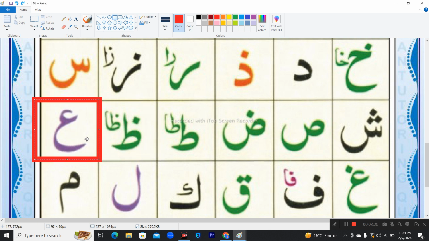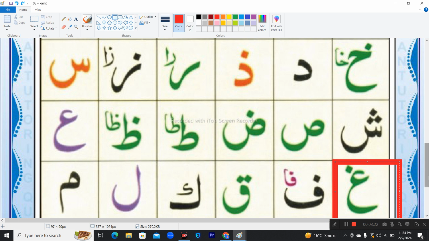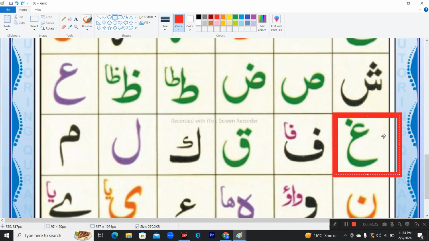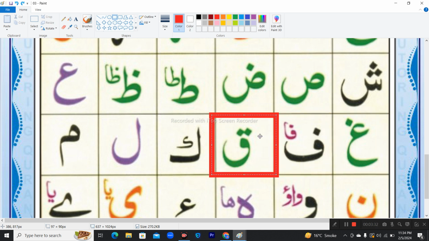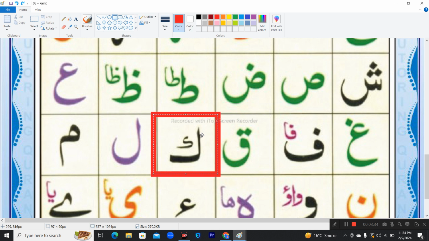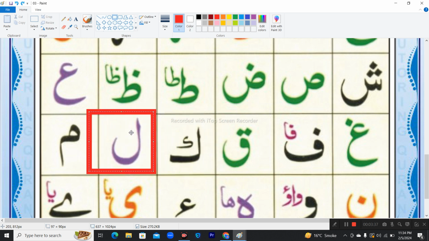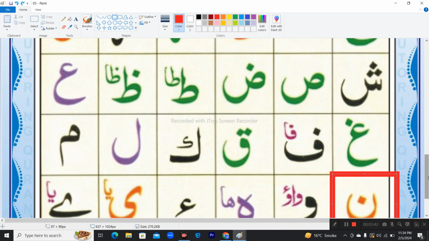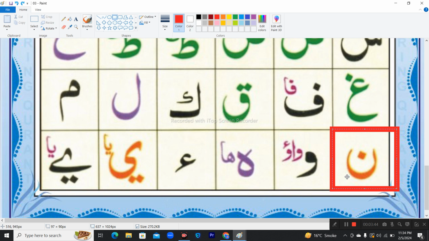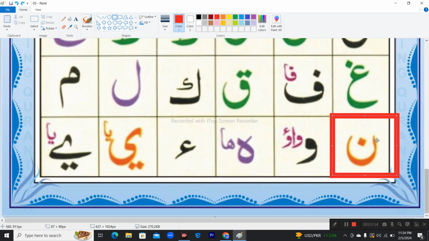Say Ain. And next, Ghain. Again, green color, heavy sound. Say Ghain. And next letter is Fa. And next, Qaf. Next one is Kaf. Next, Lam. Next one is Mim. And the next one, last line, this one is Noon. Noon has one dot on the top, and one dot on the top is Noon, but one dot down on the bottom is Ba, anywhere.